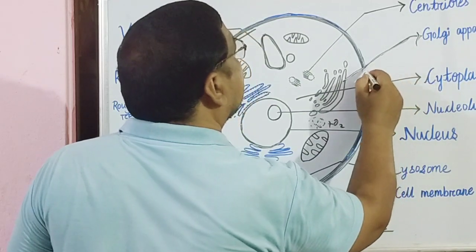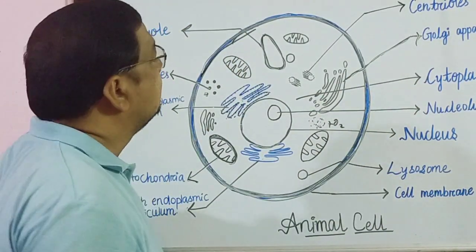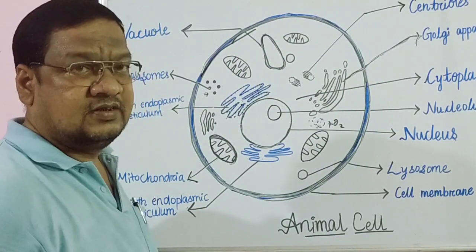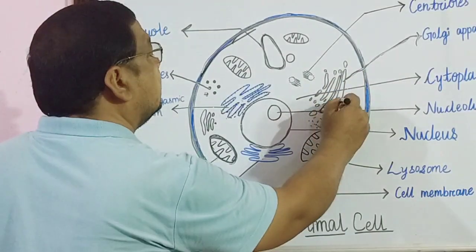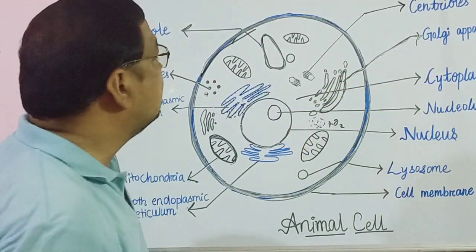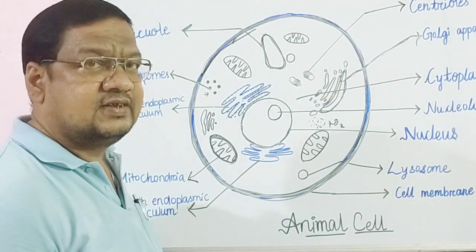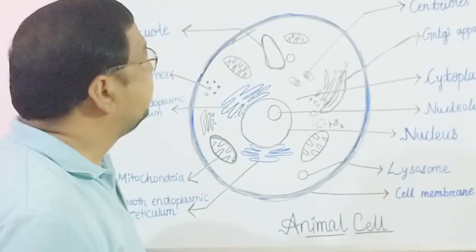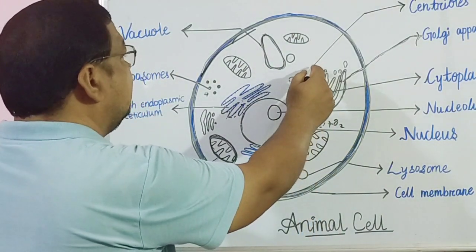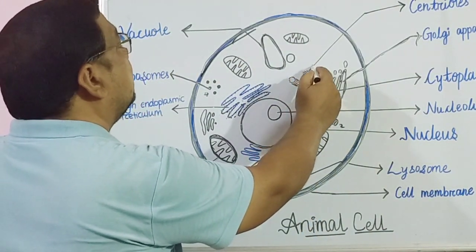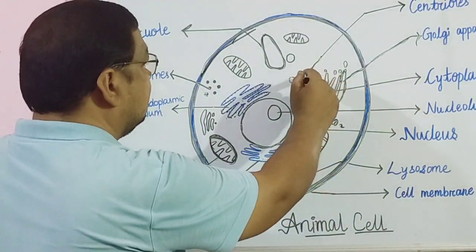What is Golgi apparatus? It is formed by tubules and vesicles. What is its function? Its function is mainly secretory. It secretes enzymes and hormones. Then centrioles, initiation and performance of cell division is the work of centrioles. This is centrioles.